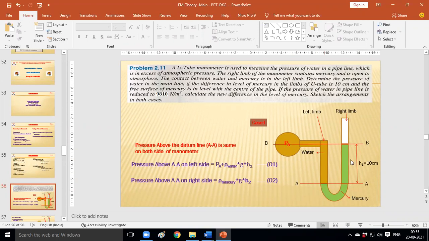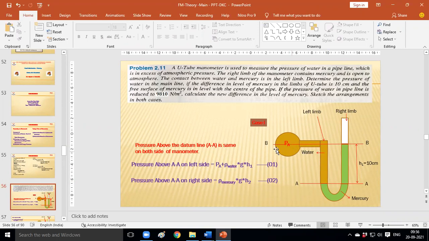Keep in mind the level difference between the mercury as well as the height of the mercury surface in the left limb. The height of the mercury surface in the left limb from the center of the pipeline, and the difference between the mercury levels. Is it the same or different? Same.